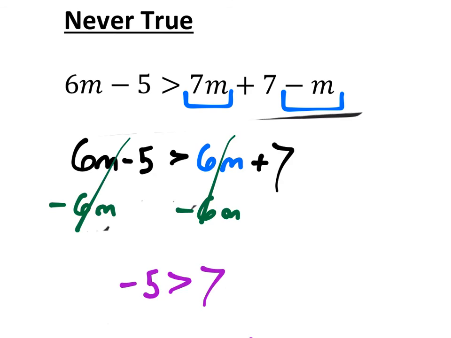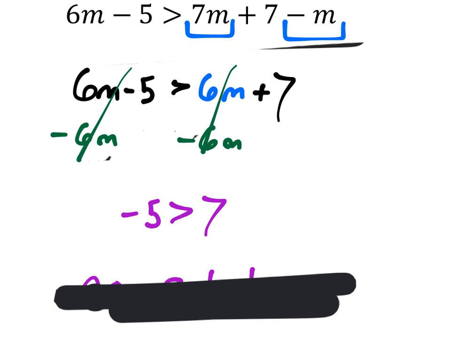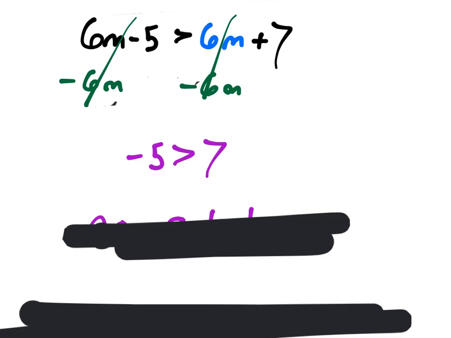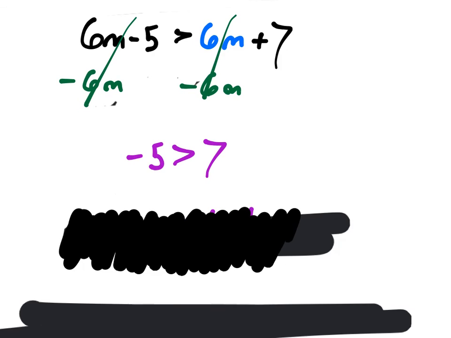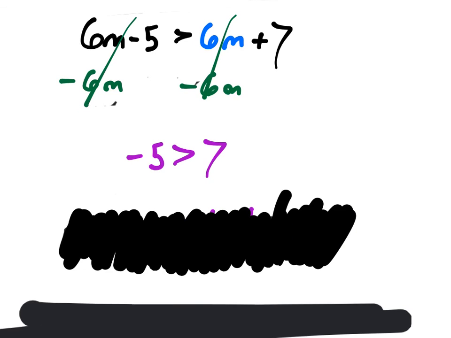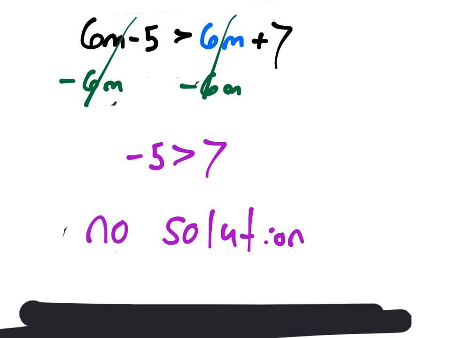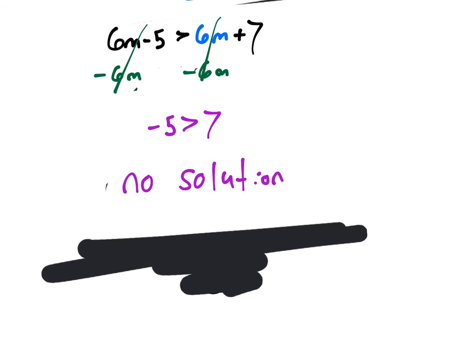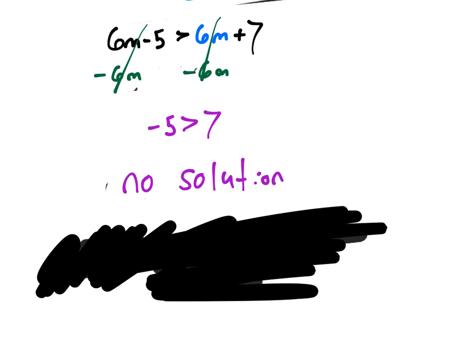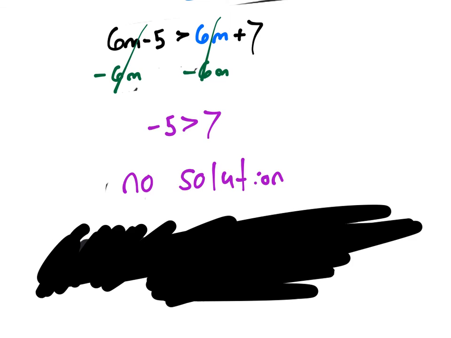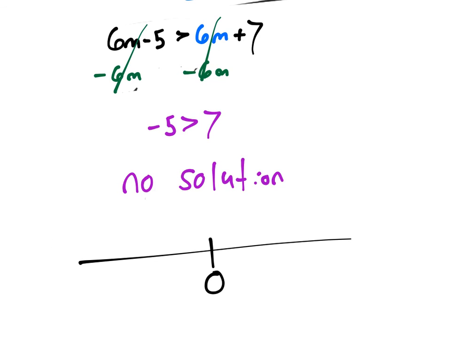Now, this lands us at this final statement of negative 5 is greater than 7, which is never true. That tells us that no matter what we plug into the original scenario, nothing will ever make this inequality work. This is no solution. If you wanted to put this as a number line, it's just a blank number line. There's nowhere I could shade on this to make it work.